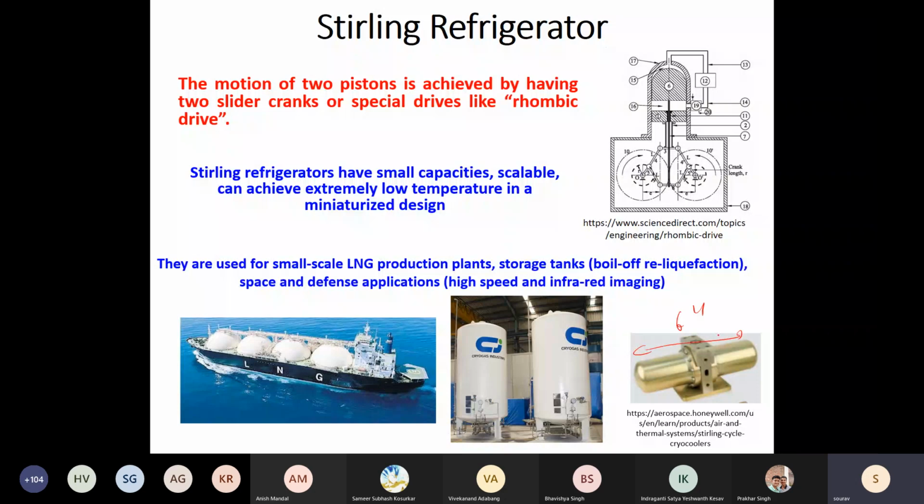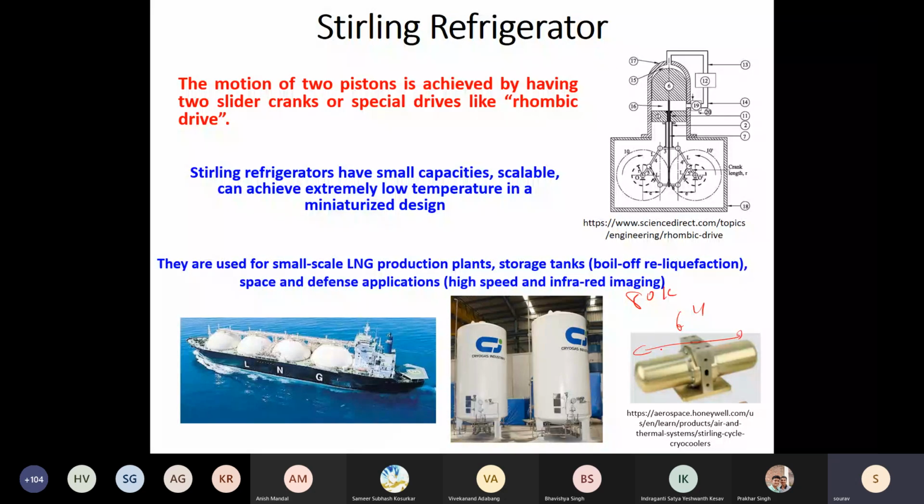But it produces very low capacity, as it goes to temperatures of the order of 80 Kelvin, 100 Kelvin. The capacities are very poor. But all the process is inside this one cylinder.